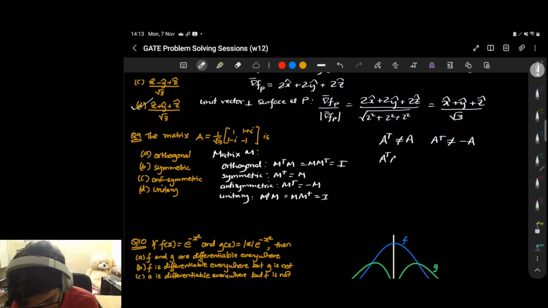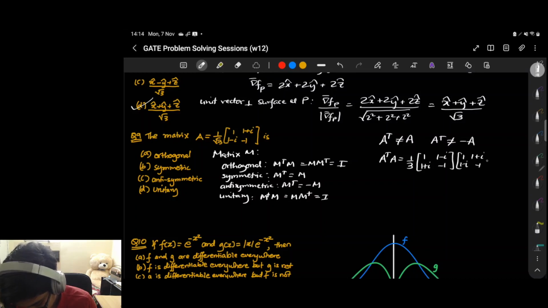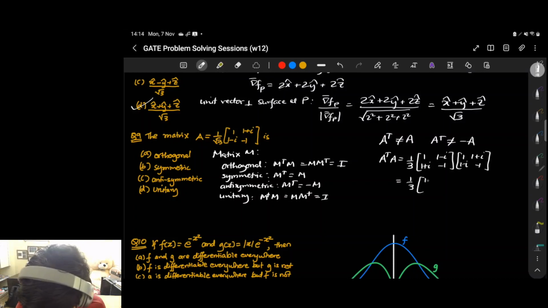Let us look at A transpose A. So A transpose A, so 1 over root 3, 1 over root 3, that will give me 1 by 3. Let me write down A transpose, and then A. So this is, which is clearly not equal to identity. So the only option left is unitary, and we can quickly perform a check.